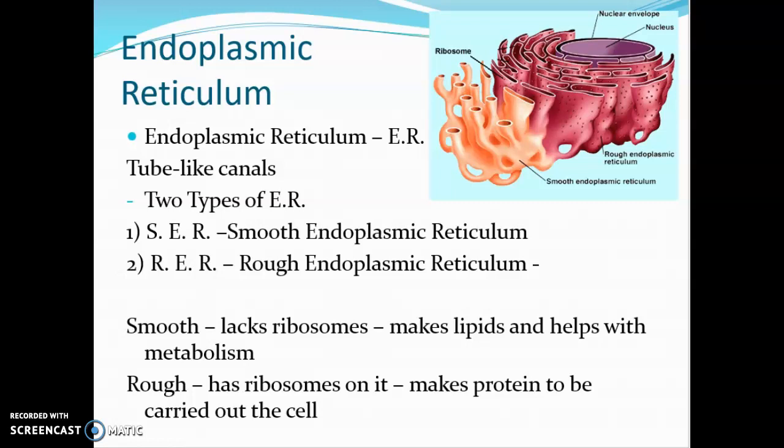The smooth ER, since it lacks ribosomes, helps make lipids and helps with your metabolism. The rough ER, since it has ribosomes on top of it, is a place where proteins can be made and carried throughout the cell.